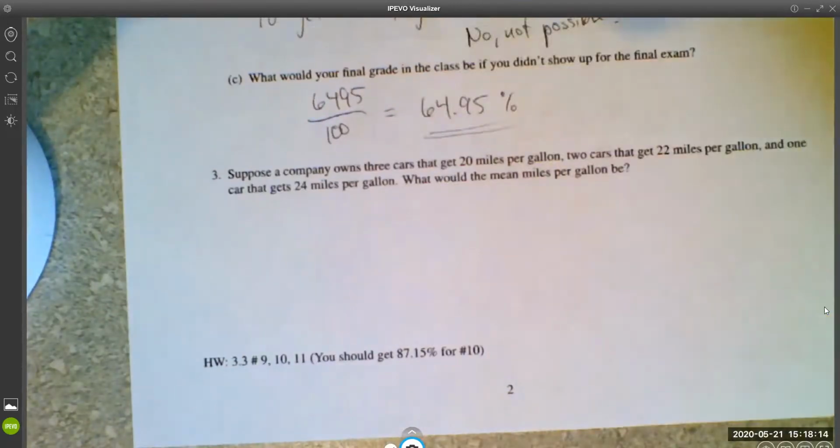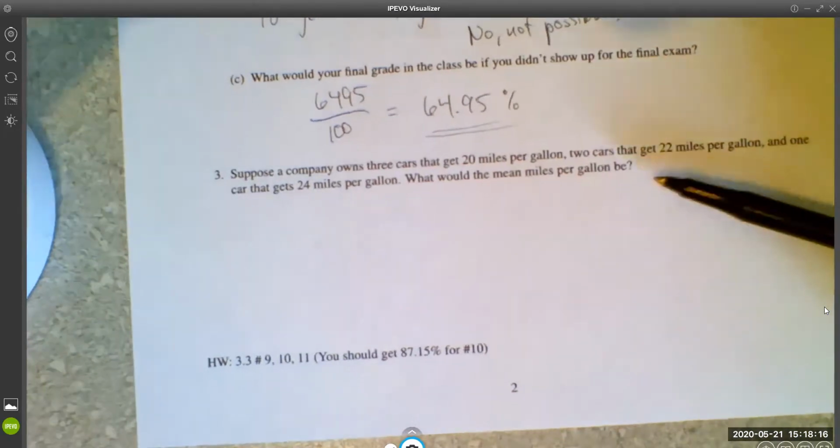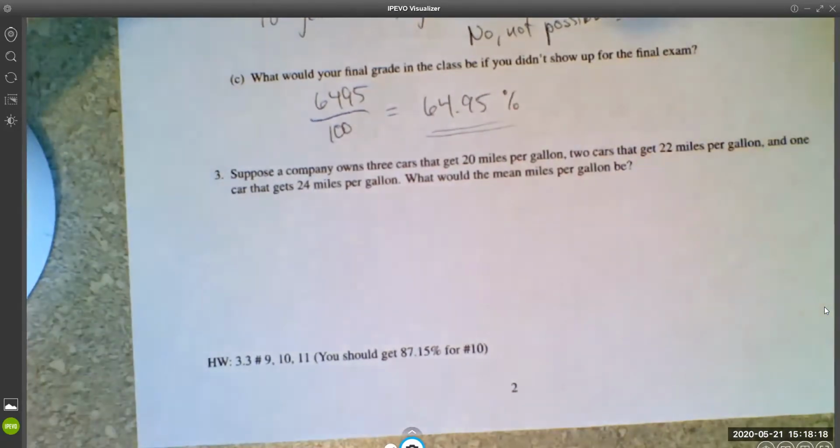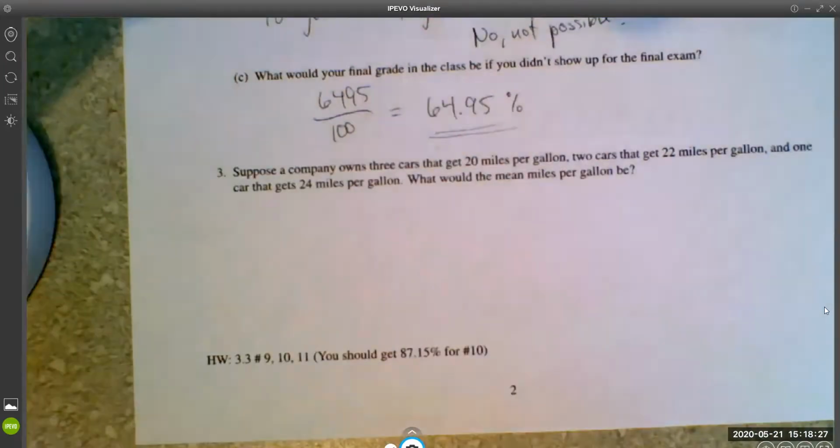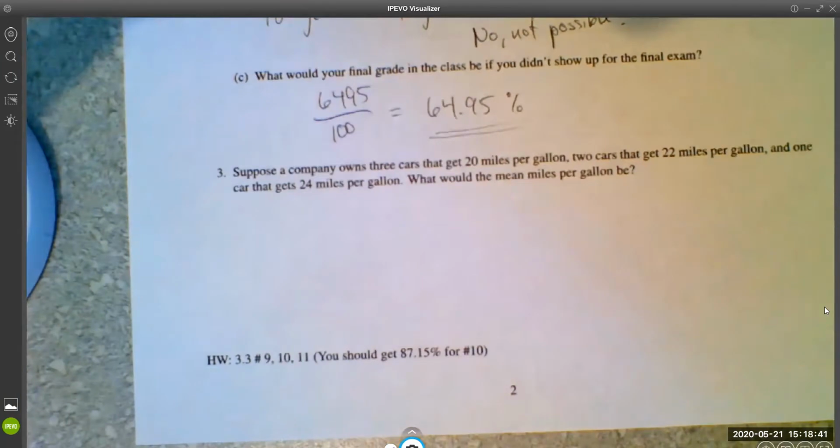So that's that. I'll just give you one more example. This is an example from the quote unquote real world, although you would probably never compute the average this way. But anyway, I think this is a good example to show you why the formula for the weighted mean works, okay? So this one says, suppose a company owns 3 cars that get 20 miles per gallon, 2 cars that get 22 miles per gallon, and 1 car that gets 24 miles per gallon. What would the mean miles per gallon be?